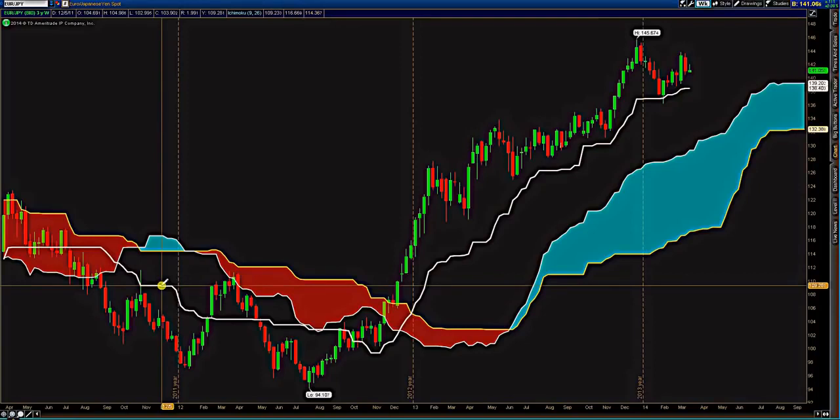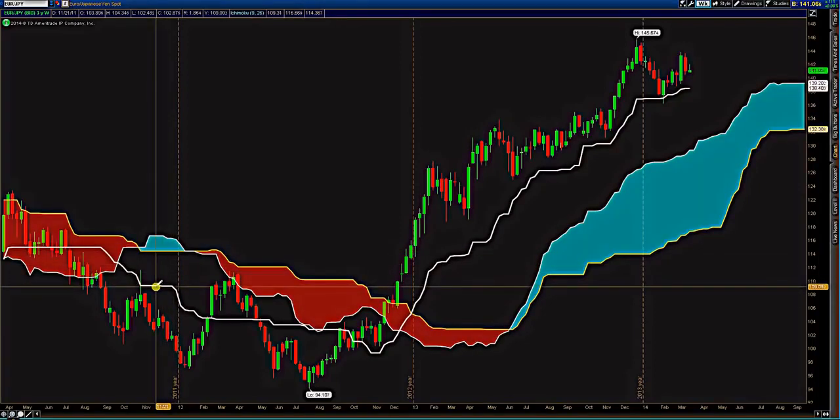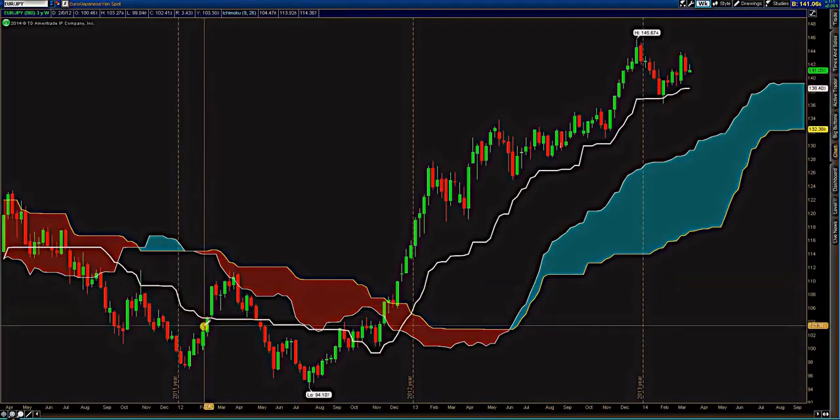and put my stop somewhere towards here. However, I might not do that because the risk to reward is not in my favor. So what I'm going to look for now is another area where I could possibly get short the euro yen.